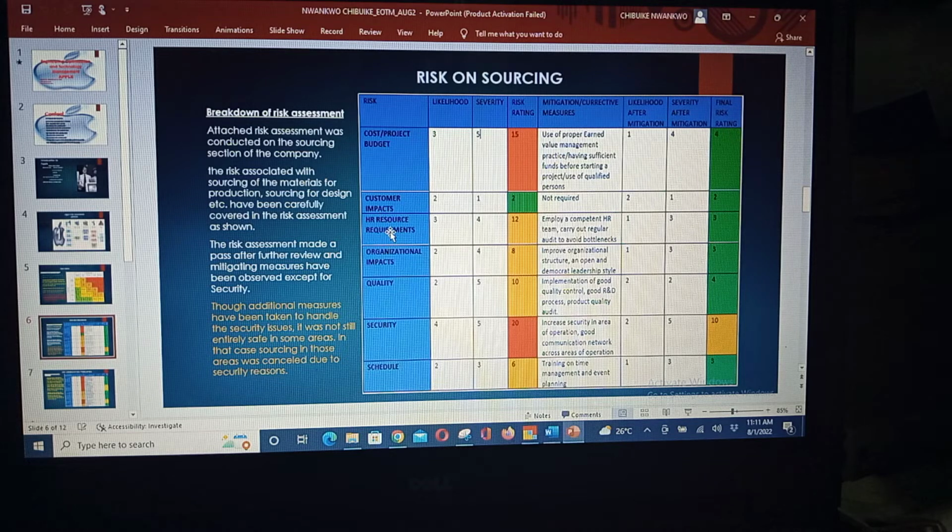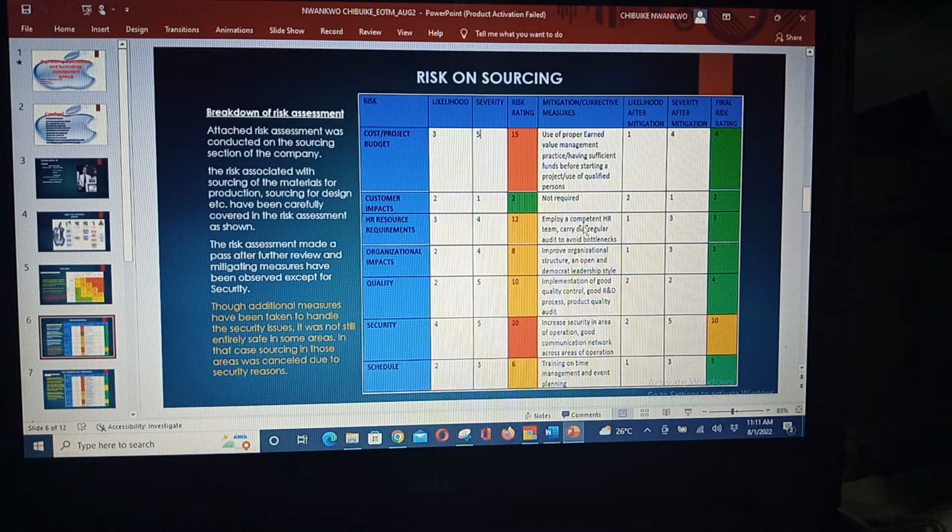HR resource requirement, that is very important. Why? Because we need this HR resource requirement to get competent people. Even to carry out both the cost and project budget, we need the HR to make that selection for us, to get us competent people. So the likelihood of making this wrong if we do not have the HR department in check is high. And severity is also high. Why? Because if they bring the wrong set of people, we will be having issues even with the cost and budget too. So it is 12.